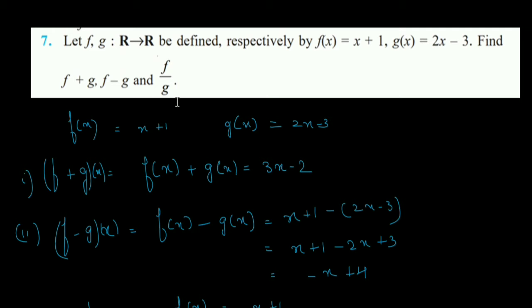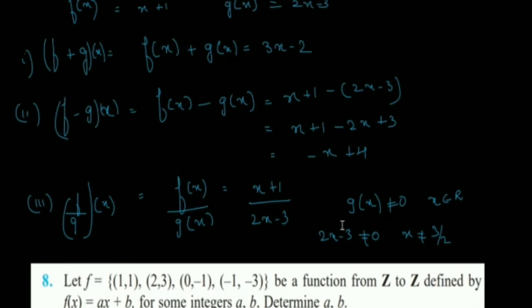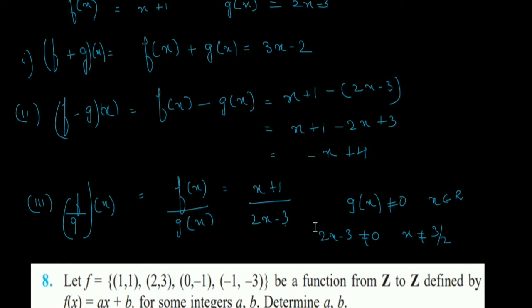f by g means divide f of x by g of x. So f of x by g of x is x plus 1 by 2x minus 3. You have to write the condition here. The denominator should not be equal to 0. g of x should not be equal to 0. What is g of x? 2x minus 3. So 2x minus 3 is not equal to 0. That means this f by g is defined only if x is not equal to 3 by 2. If x is 3 by 2, the denominator becomes 0, then the function is not defined.